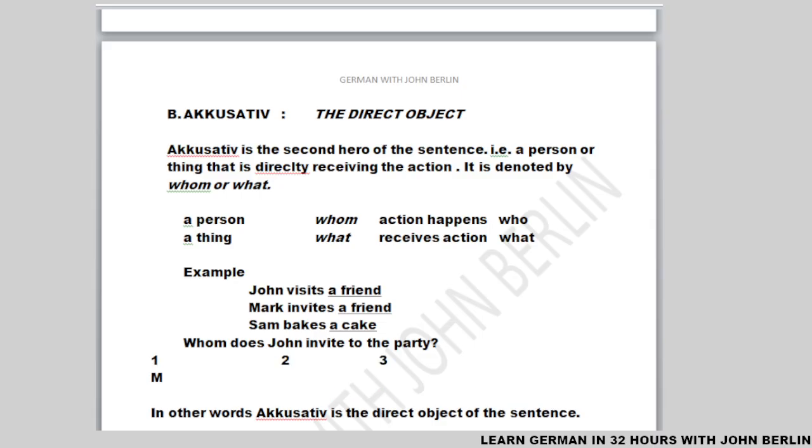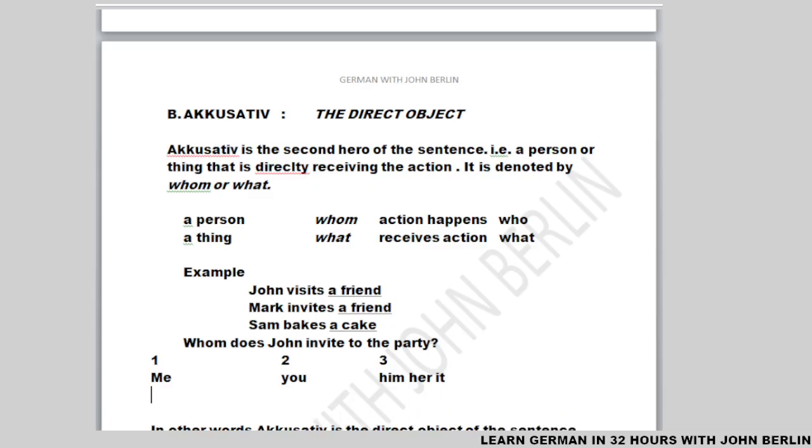So let's say John invites me to the party, John invites you to the party, John invites him, her, and it to the party, and John also invites us to the party, and he also invites you all to the party, and he also invites them to the party. So me, you, him, her, it, us, you all, and them are the pronouns for the direct object. Yes, they are accusative.